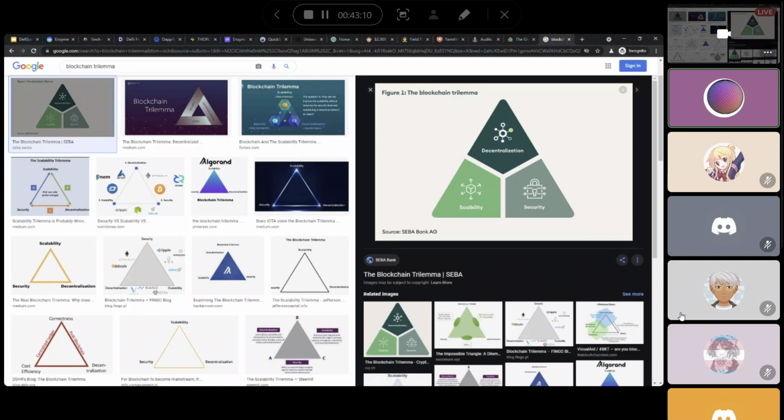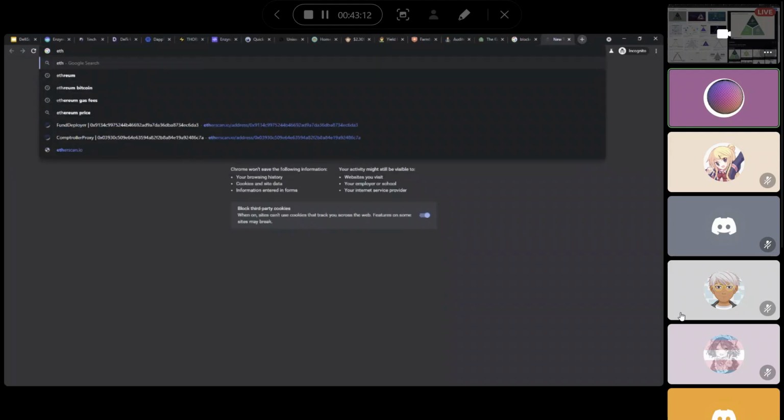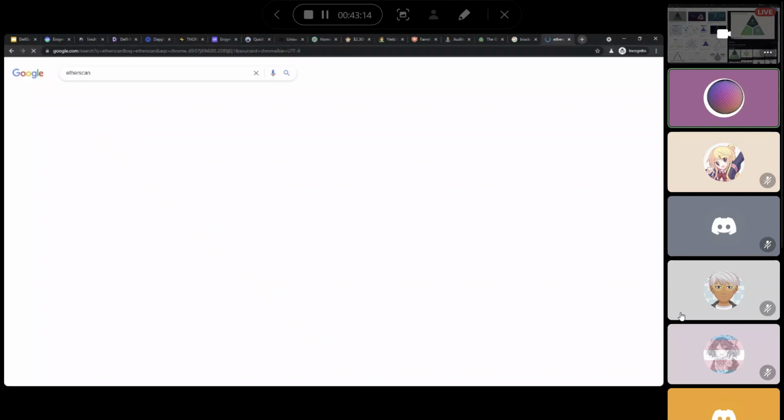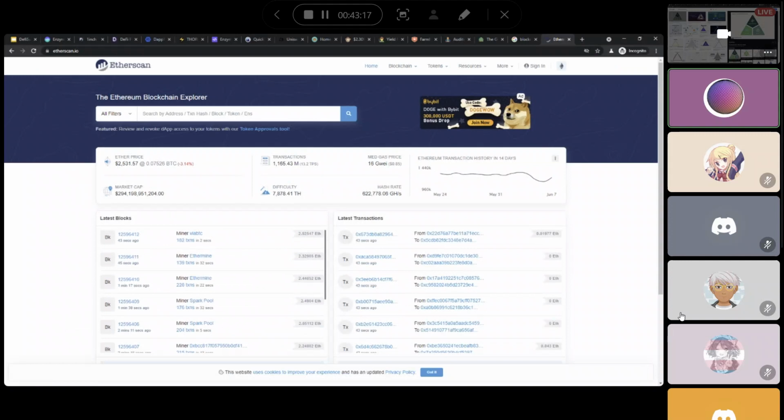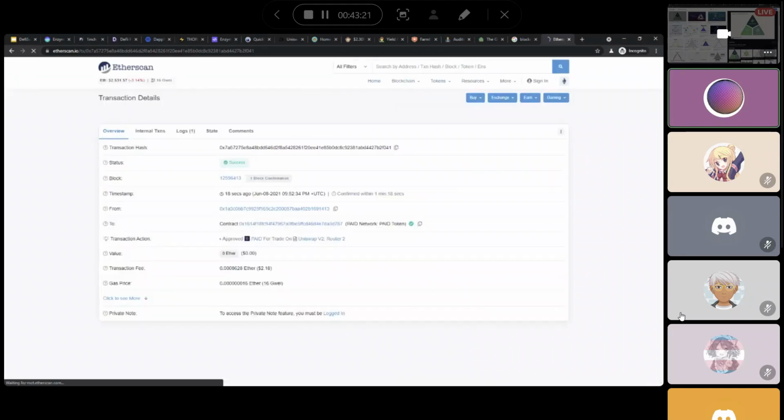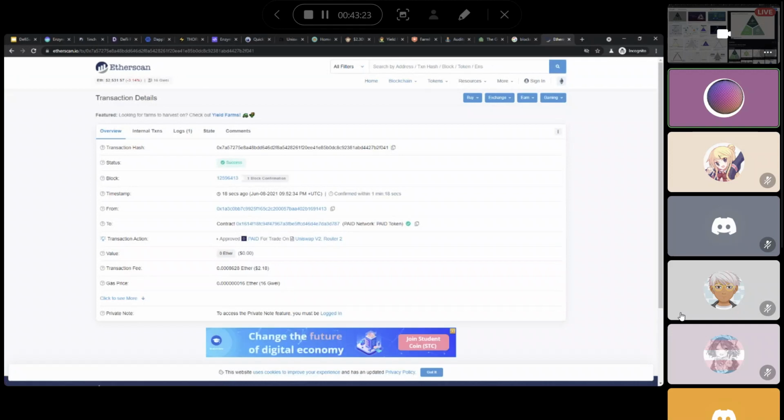All these blockchains have a native block explorer. Etherscan is one. Every time you send a transaction in your wallet, you can see it here. You can see all the transactions going on and you can filter them. A lot of the time, if someone gives us their address, we will track them.